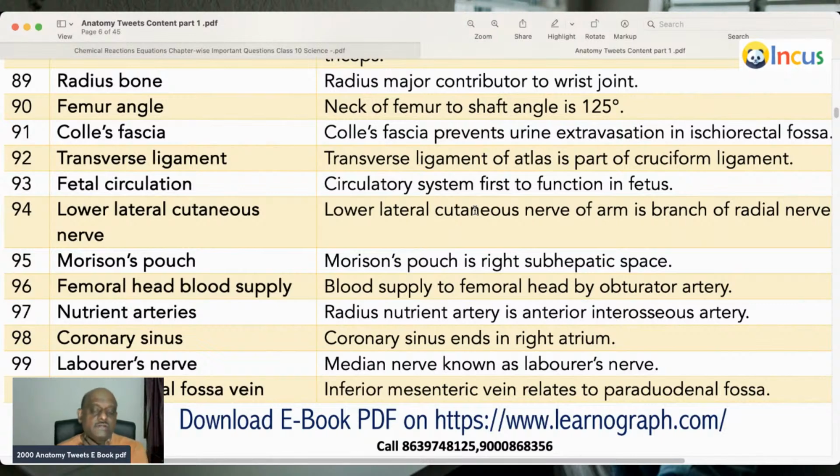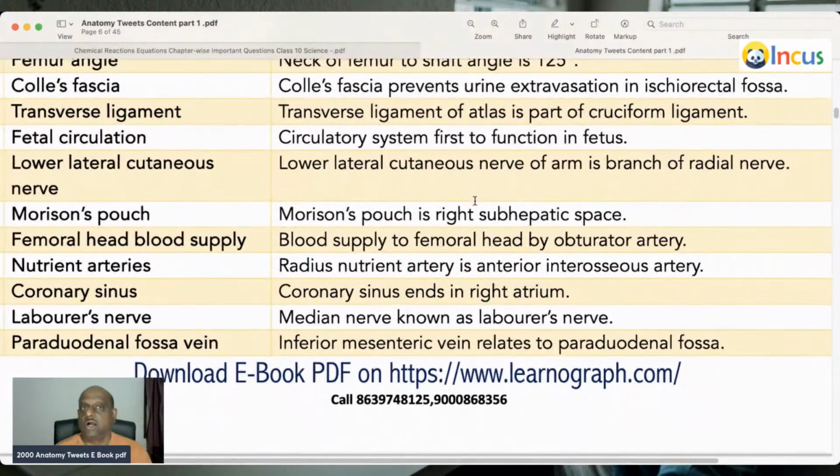In the atlas, there is a transverse ligament. It is a part of the cruciform ligament. Of all the various systems in our body, it is the circulatory system, beating of the heart. They are the functions which start first in the fetus. Lower lateral cutaneous nerve of the arm. It is the branch of the radial nerve. Blood supply of the femoral head comes from obturator artery.